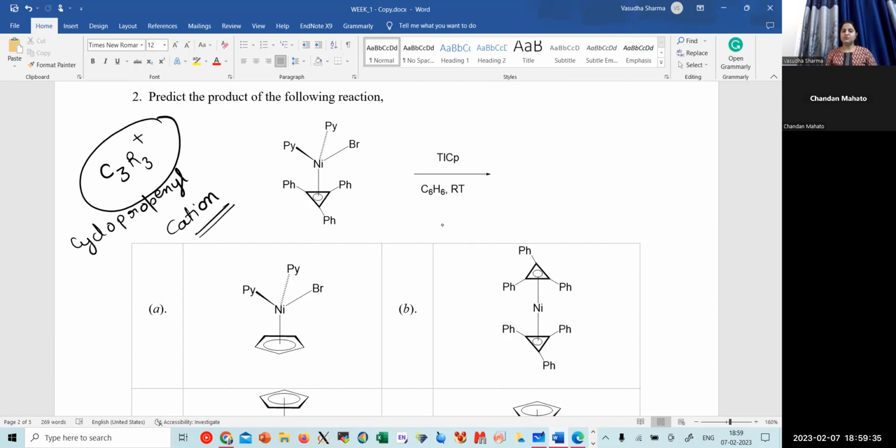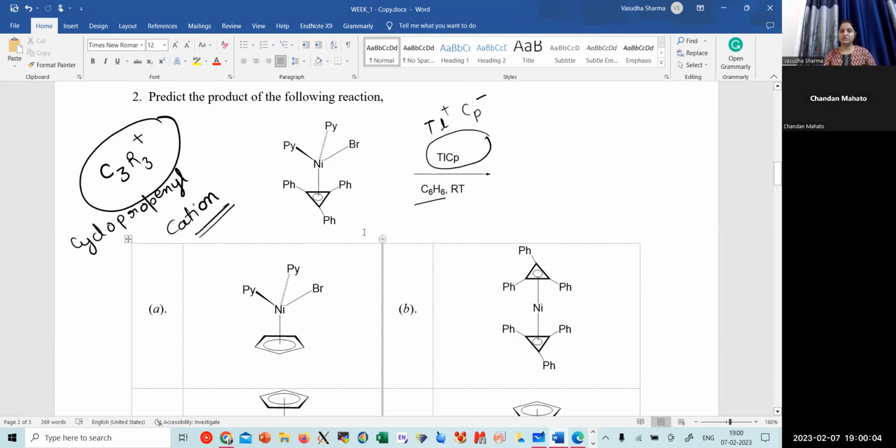Now, it is saying that if it interacts with this thallium cyclopentadienyl system, where thallium is your metal and Cp is acting as a minus, under the conditions of C6D6, which is nothing but your solvent at room temperature, what would be the reaction which is possible over here? The best approach to solve this question for these kind of reactions, this reaction is already covered in your lecture, so you can cross-check that also.